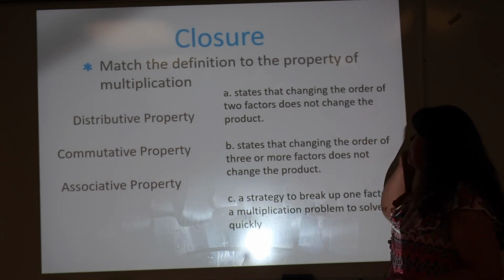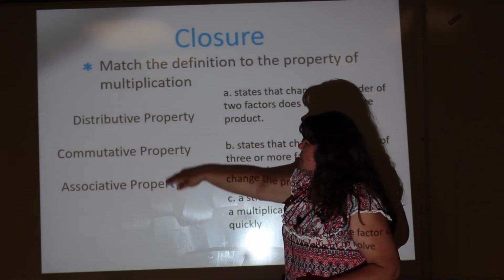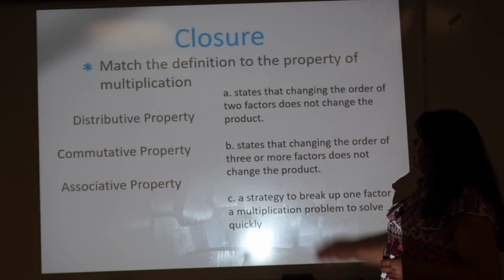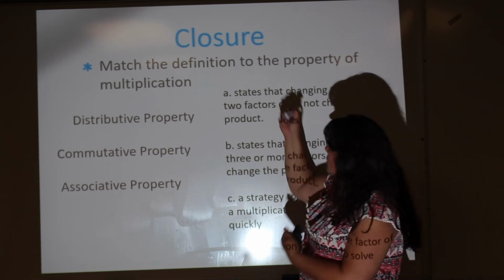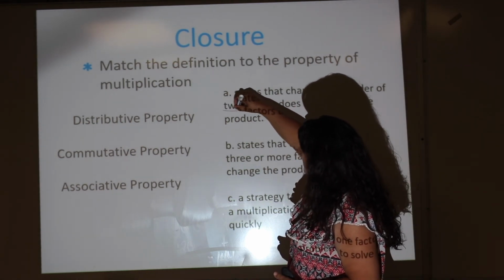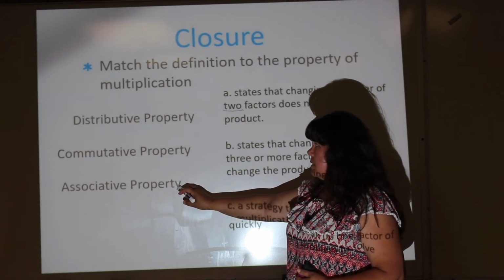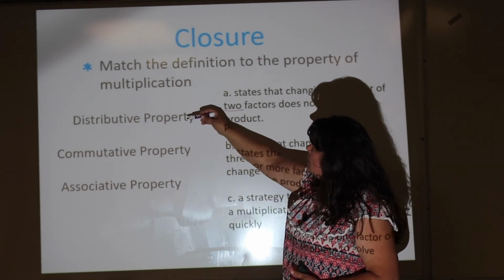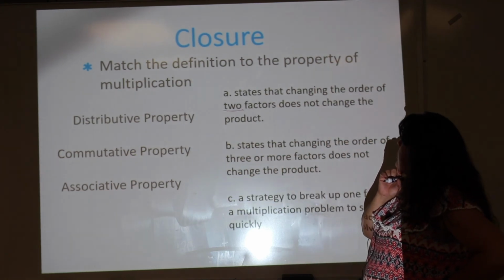Match the definition to the property of multiplication. So we have these three properties right now. This one says that it states that change in the order of the two factors does not change the product. Now it does say two factors, so when I see that word two, I know it's not going to be the associative property we just did, because that was three factors. So that means it could be distributive or it could be commutative.